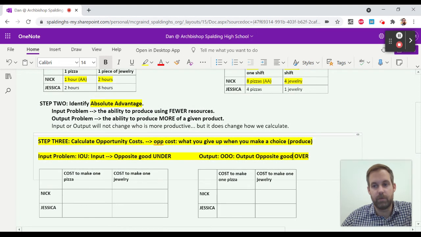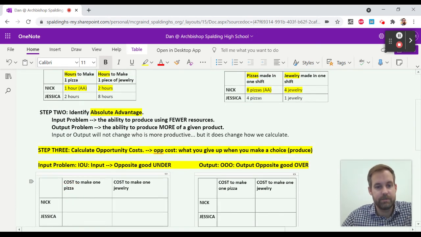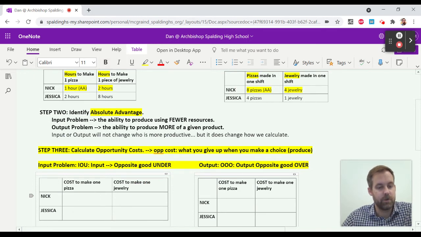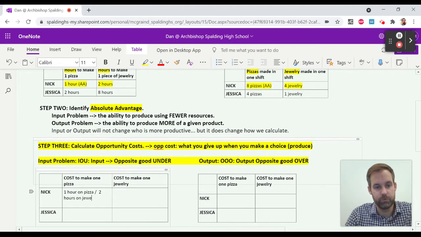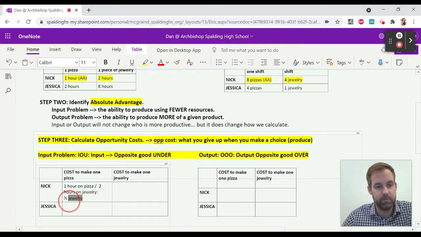So let's start on the input problem side. So we want to figure out how much it costs Nick to make pizza. How much does it cost Nick to make 1 pizza? So for input, we're going to say opposite good under. So we're going to say 1 pizza, this good, and then on the bottom of the fraction, we're going to put how long it takes him to make jewelry, right? So 1 hour on pizza divided by 2 hours on jewelry gives us an answer of 1/2 of a unit of jewelry in order to make pizza.